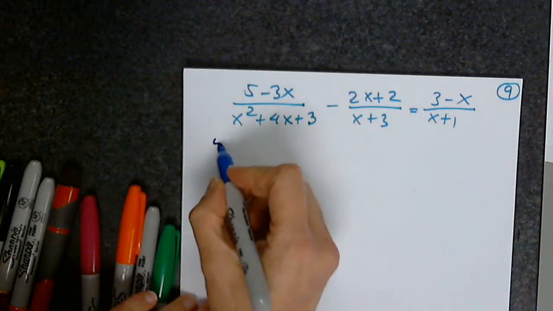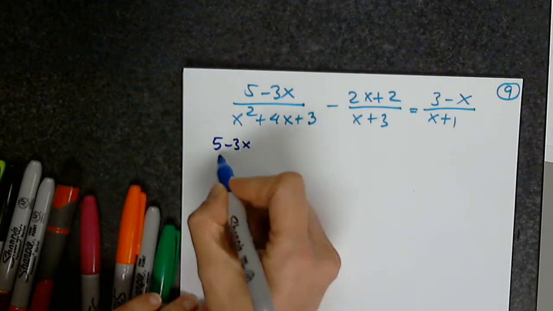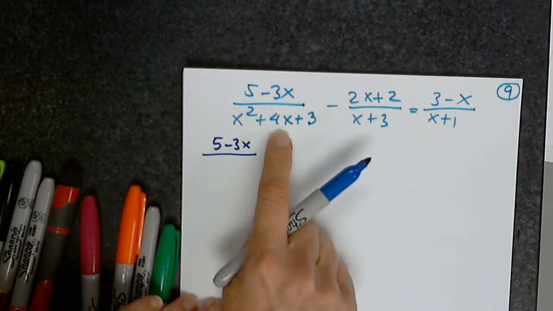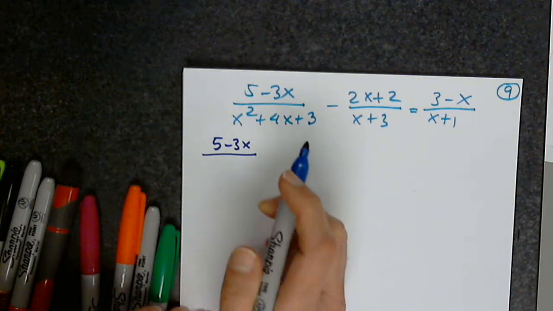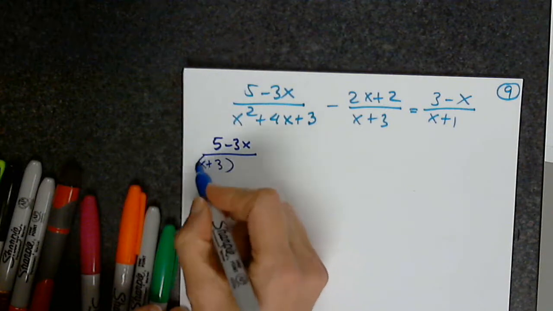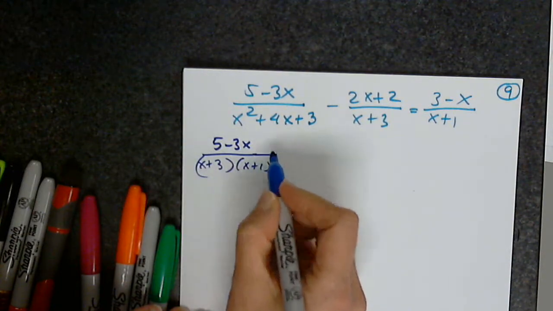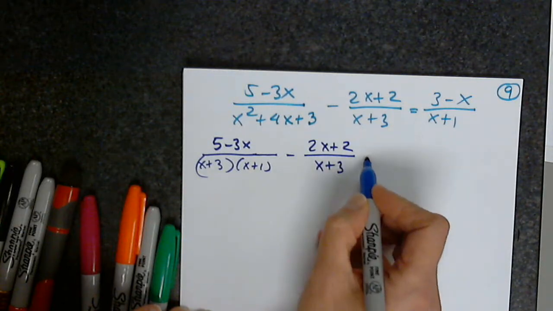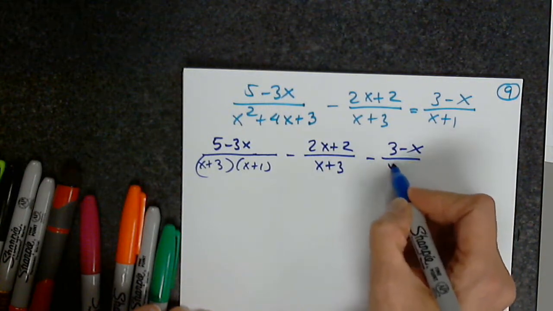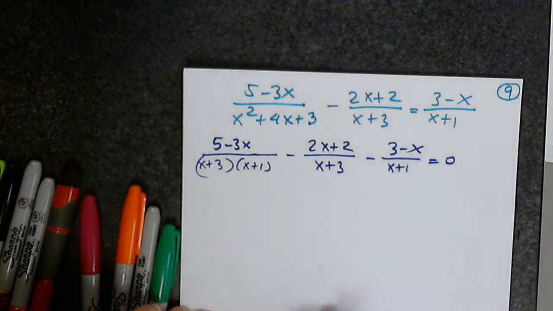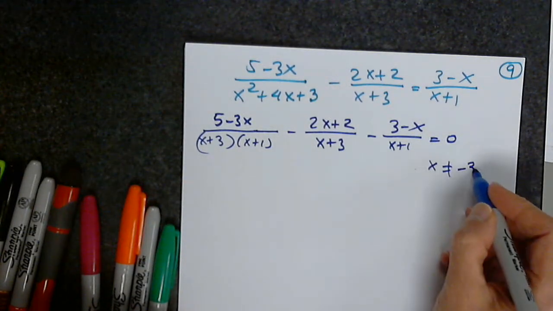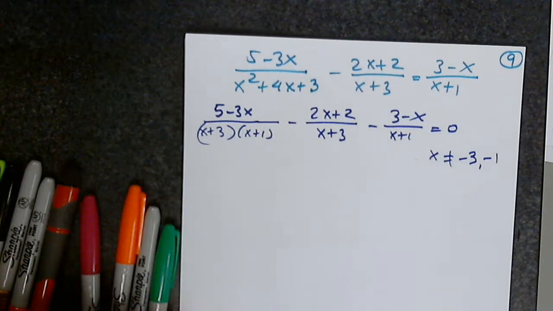I have 5. I'm going to write a little bit smaller so I can get everything in. You factor the denominator, correct? Into x plus 3, x plus 1, minus 2x plus 2 over x plus 3, minus 3 minus x over x plus 1, set equal to 0, correct? Then you stated two restrictions, not negative 3 and not negative 1.